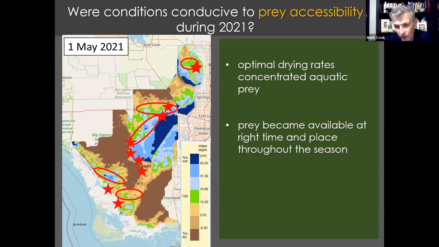And that, in a nutshell, is what we want to do with Everglades restoration. And a lot of what is coming down the pipeline with Everglades restoration will be able to support that.